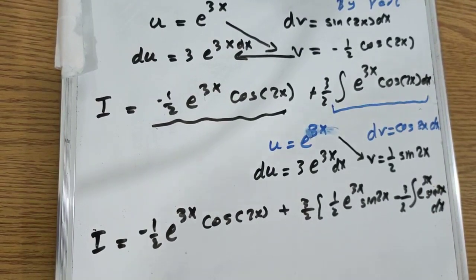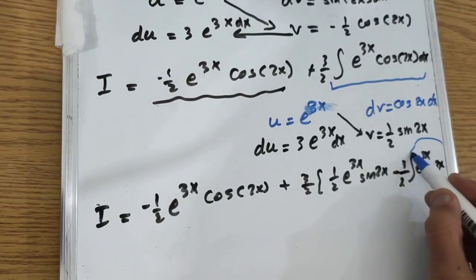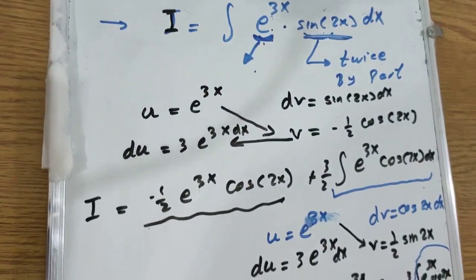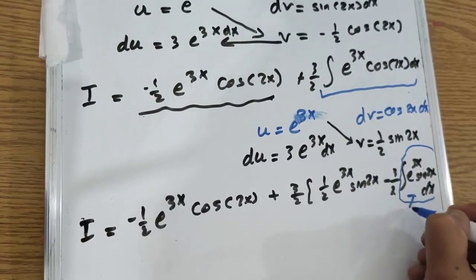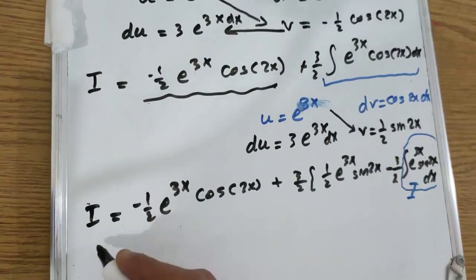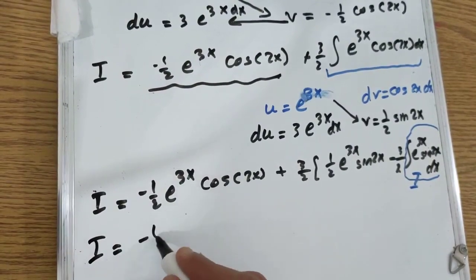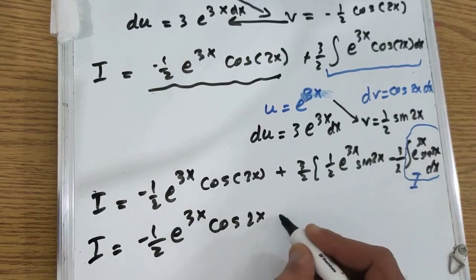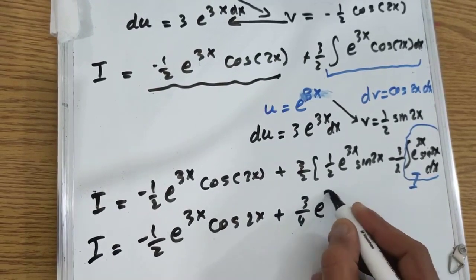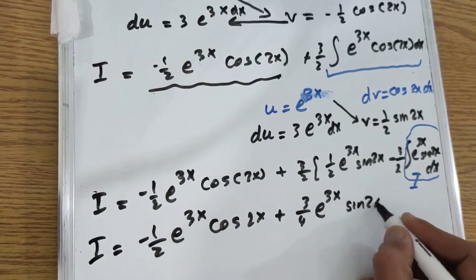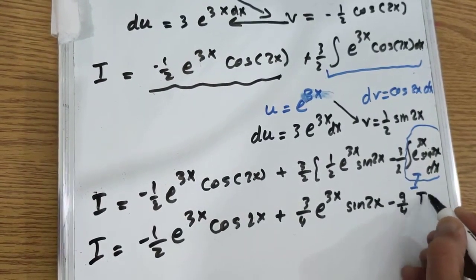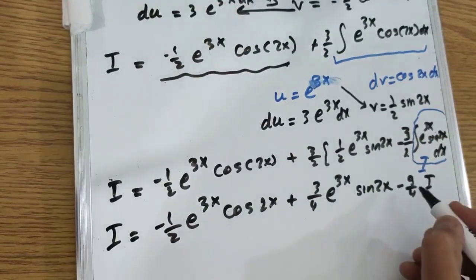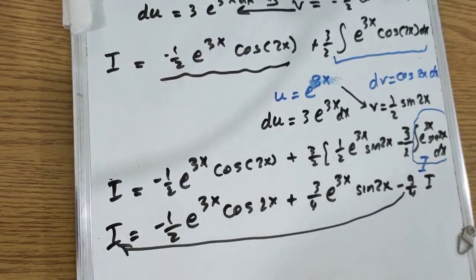Now, as you see, this integration is the same integration which we assumed its value to be I. So we can write the answer of this integration as I again, and after expanding 3 over 2 inside the bracket, it will be 3 over 4 e power 3x sine 2x minus 9 over 4 I. 3 over 2 times 3 over 2 will be minus 9 over 4 I. We can collect the I again now in one side.